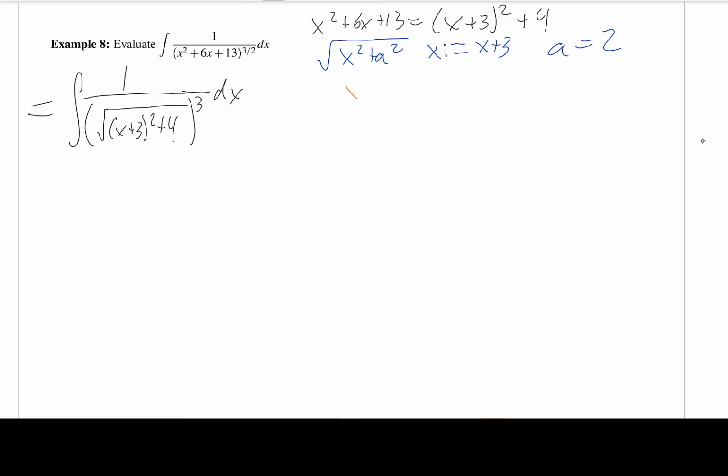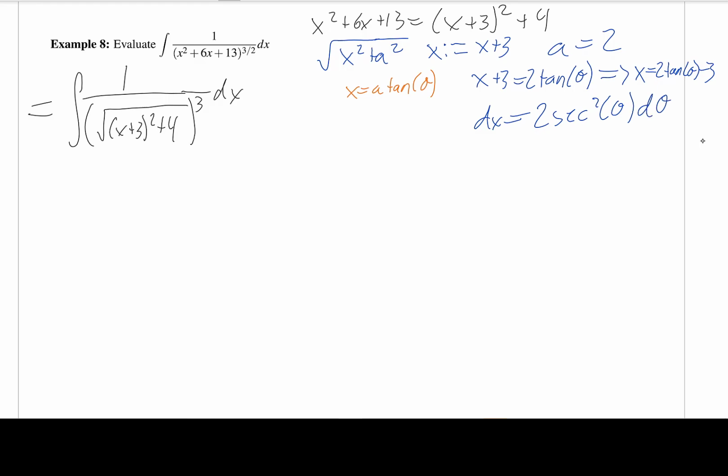All right, so let's write that down. x equals a tan theta. So that means that x plus 3 is equal to 2 tan theta, which means that x equals 2 tan theta minus 3. Taking a derivative on both sides, we should get dx is equal to 2 secant squared theta d theta.